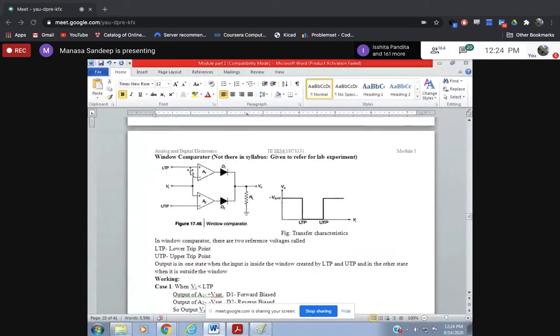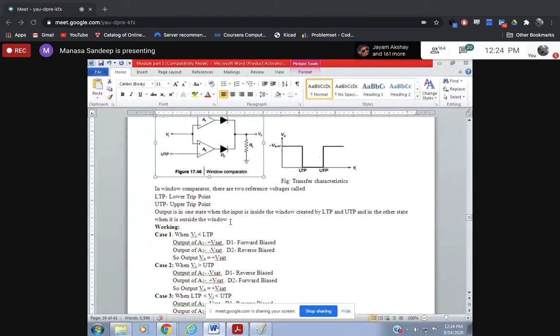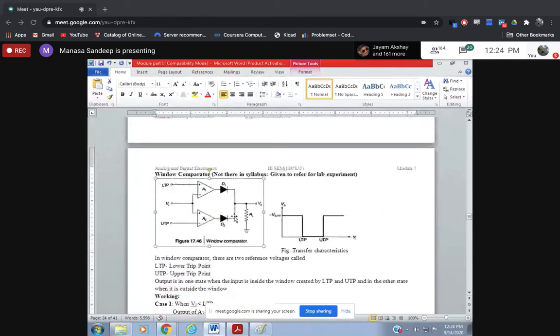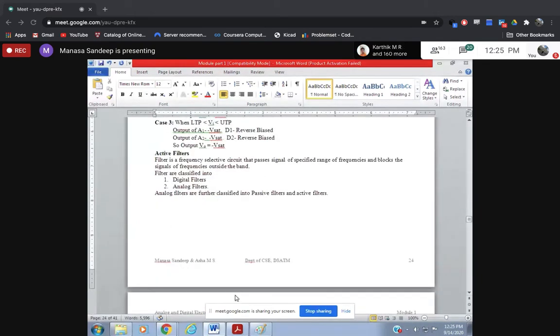Guys, this window comparator is not there in your syllabus, but it is there in your notes, because you have the lab experiment. Anyway, we will explain it while doing your lab syllabus. But if you forget it, you can refer to these notes. Okay, guys, any doubts? If you have any doubts, you can ask.